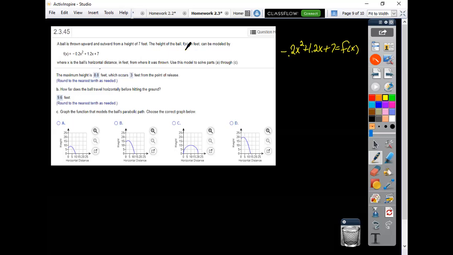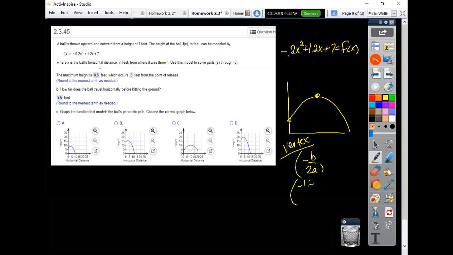They ask the maximum height. I already answered this, so how do we get the maximum height? That would be the vertex, right? Because you're going to throw the ball, it's going to come down, so the maximum height would be up here. So for the first part of my problem, getting the vertex, I would do the negative b over 2a again. So negative b, negative 1.2, over 2 times a. A is this negative 0.2 in front.